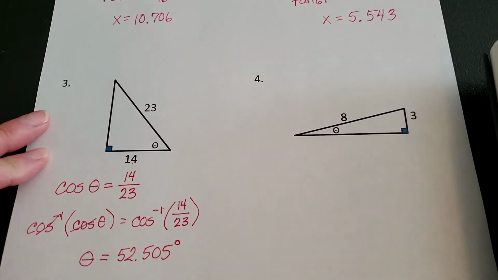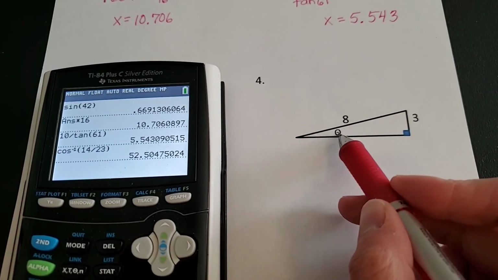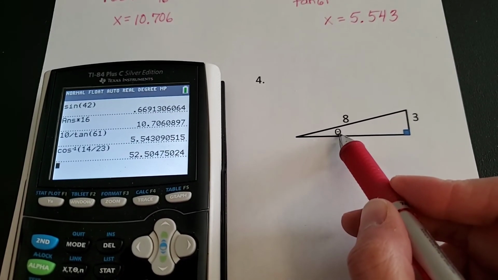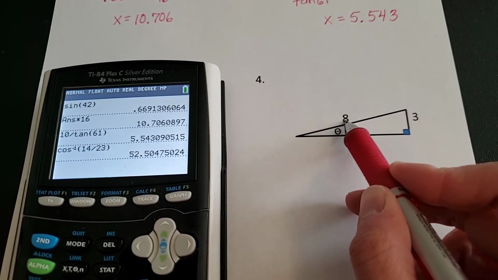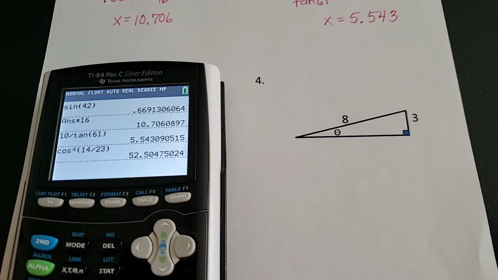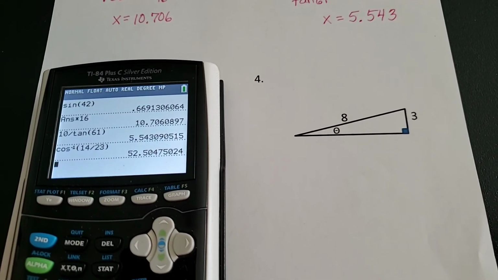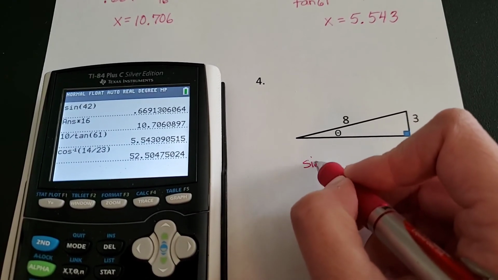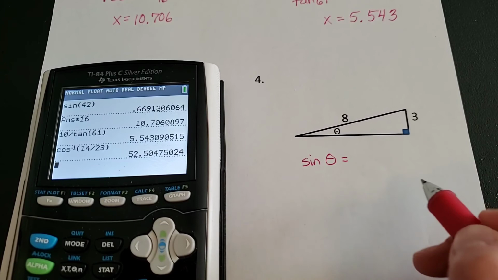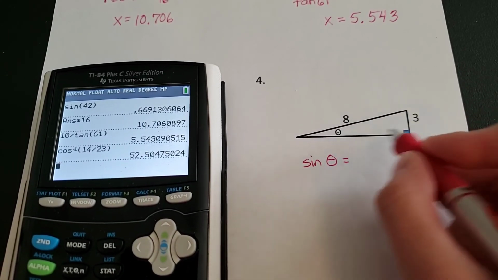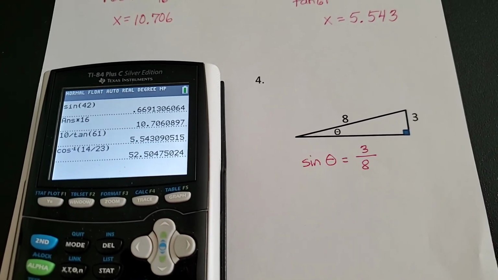All right, and let's try one more. Here we're looking for an angle. It's a right triangle. And which sides do you have in relation to theta? You've got the opposite is 3 and the hypotenuse is 8. So opposite and hypotenuse, the sine function is opposite over hypotenuse. So actually write out your statement. This is important to write your equation. The sine of theta is the opposite over hypotenuse.